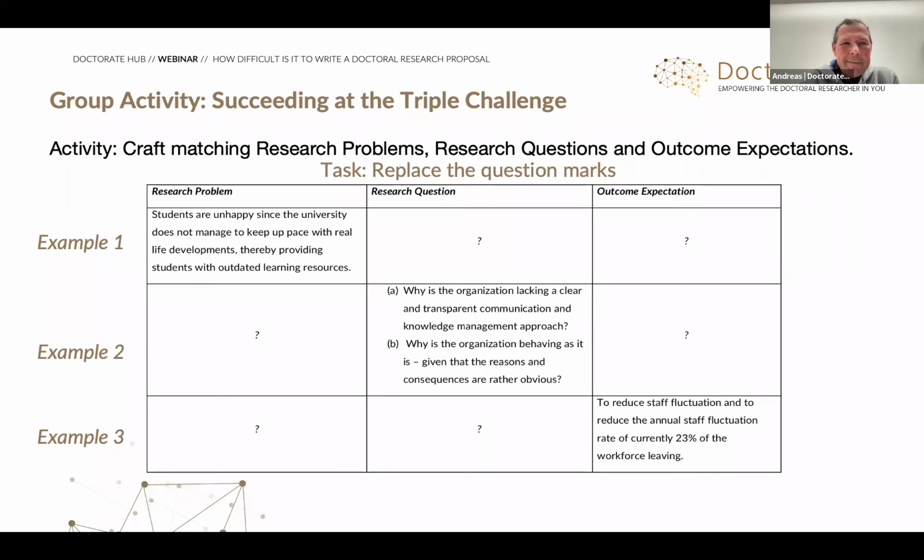So, for example, with the research problem, there's obviously a clear communication gap. So what else would you see as a gap? Okay. And then let's move into the first example.